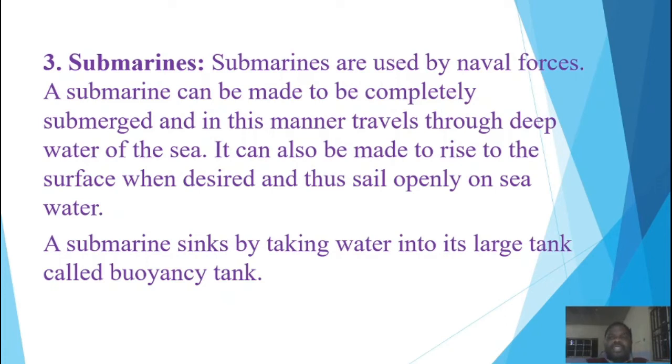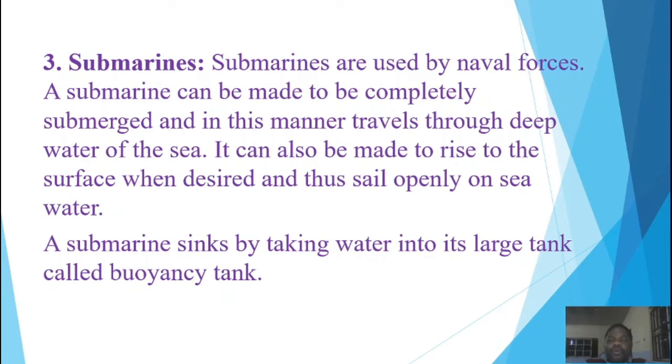Now, what are the principles? We say that this submarine sinks by taking water into a large tank. A submarine has a large tank in its body. That large tank is called the buoyancy tank. When the submarine wants to sink, they begin to pump water into the buoyancy tank. As the buoyancy tank is filling with water, the ship will be sinking until it's completely submerged in water.